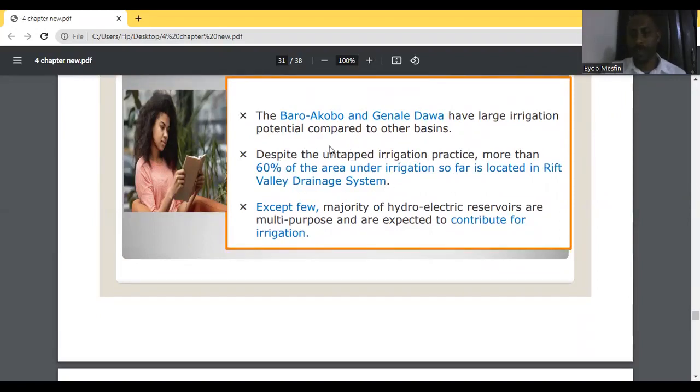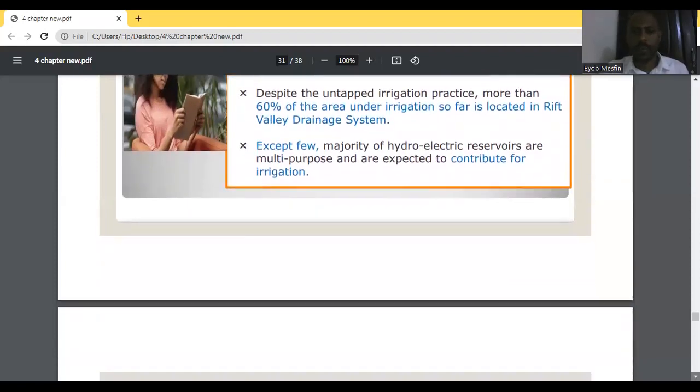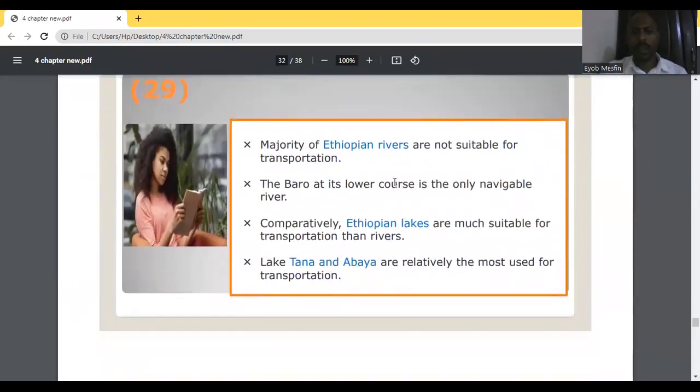This is a very important concept, so you can highlight it: 60% of our irrigation is located in the Rift Valley areas. Although our irrigation system is untapped, we are currently cultivating 60% of irrigated area belonging to the Rift Valley area. Since the majority of Ethiopian rivers are not suitable for transportation, the Baro is the only river that provides a transportation service.